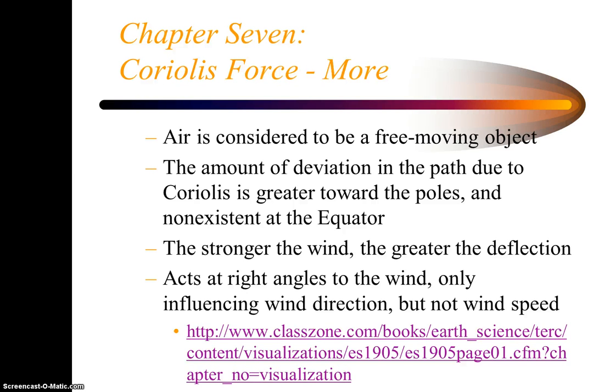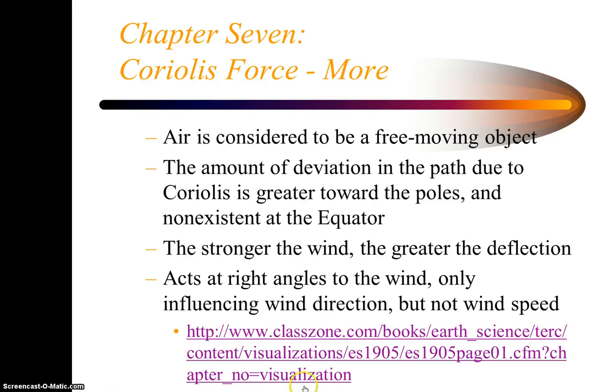The amount of deviation in the path due to Coriolis of the moving air parcel is going to be much greater toward the poles and non-existent at the equator. There's no Coriolis at the equator. The farther north or south you go from the equator, the greater the deviation in the angle, to the right in the northern hemisphere, to the left in the southern hemisphere. The stronger the wind happens to be blowing, the greater that Coriolis deflection as well. Coriolis acts at right angles to the wind, but it only influences wind direction, not wind speed.